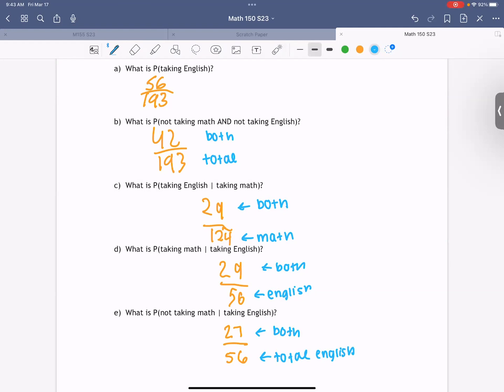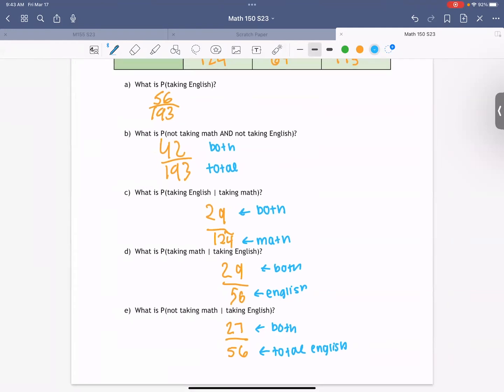All right. Any questions on A through E? This is honestly kind of fun. You're just filling out a chart and figuring out what goes on top and what goes on the bottom. If it's not a conditional probability, the bottom is always going to be that grand total. If it's a conditional probability, the bottom number is going to be something different, right? It's going to be whatever's on the right-hand side.